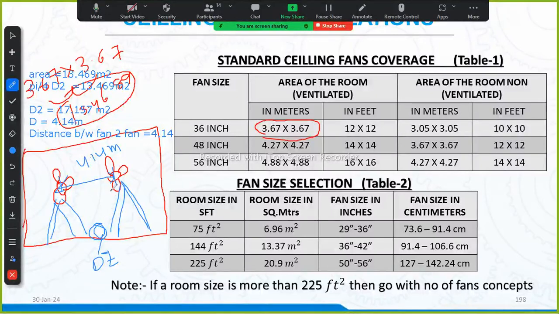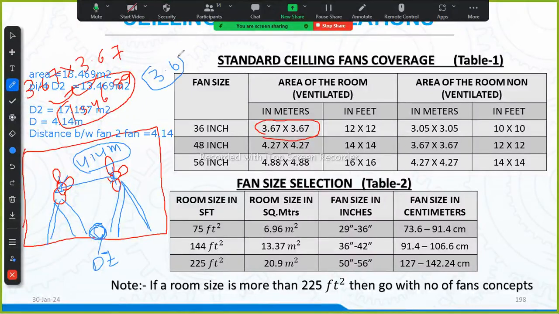So to avoid this dead zone, what people generally do is, as a standard, they keep the distance from one fan to another fan at around 3.5 or 3.6 meters. Why? Because when you reduce the distance between fan and fan, the airflow at this point will be more, so that a person standing between the two fans also gets certain airflow. That is what we call a dead zone.